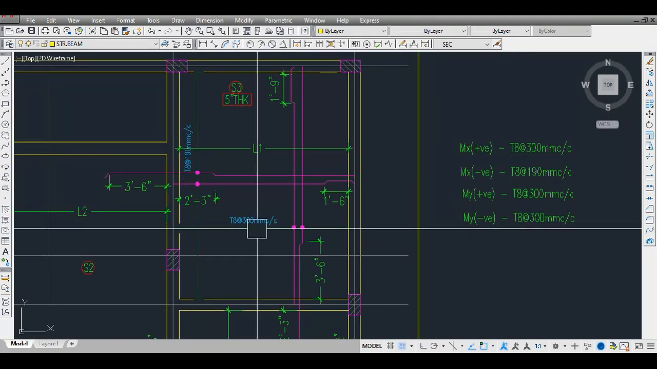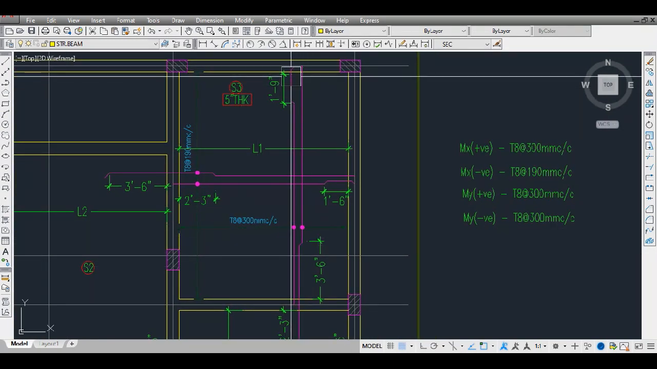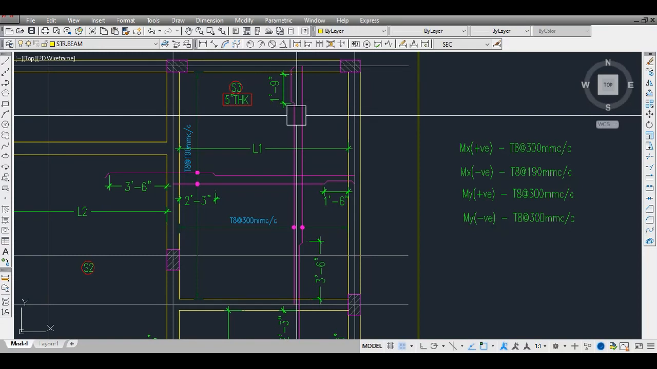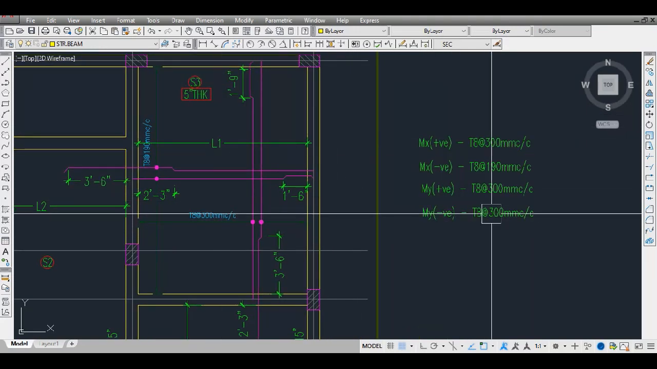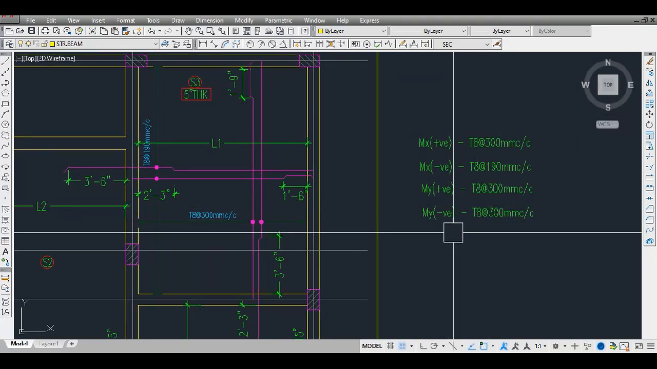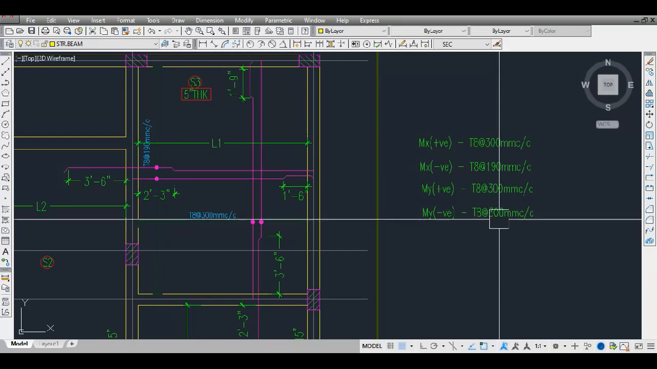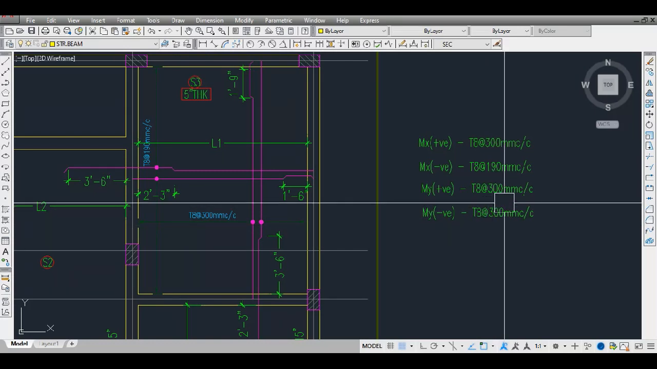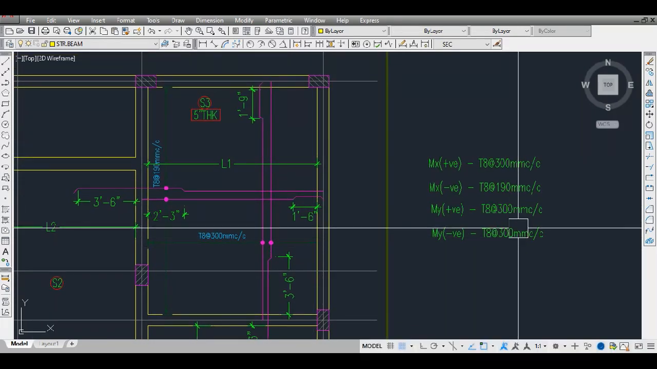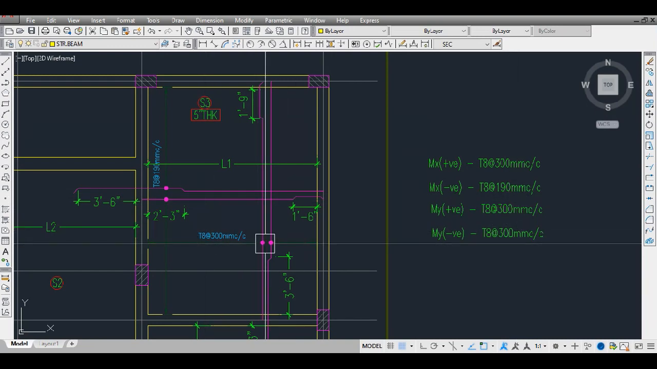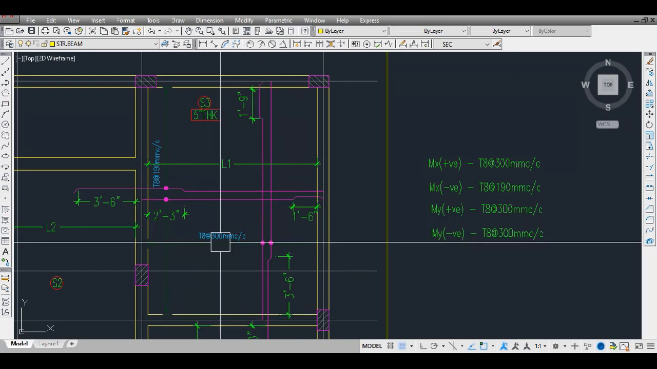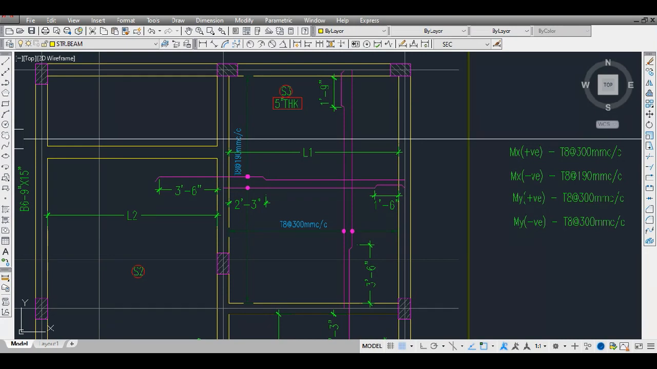Next, coming to the longer direction, this is the longer direction. So here we are having positive and negative reinforcements, spacings are same. So we can provide the T8 at 300 mm center to center, which is provided here.